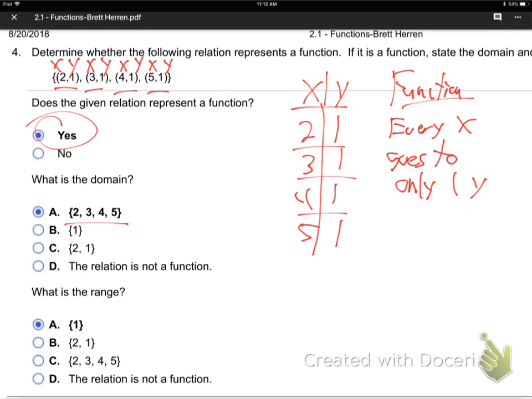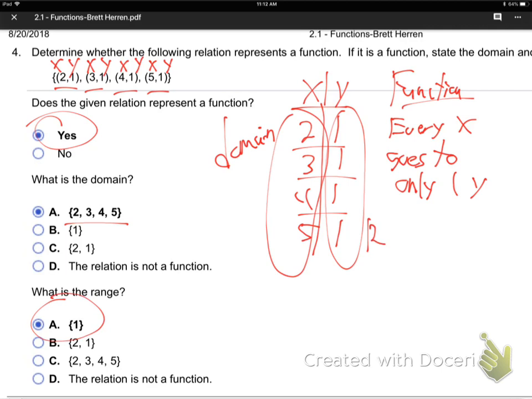And then the domain is this side. The domain is the x's, and the range is just the one y value there. That's all it is. We good? So the domain is always the left side. Domain is always the x's. Range is always the y's. All right.